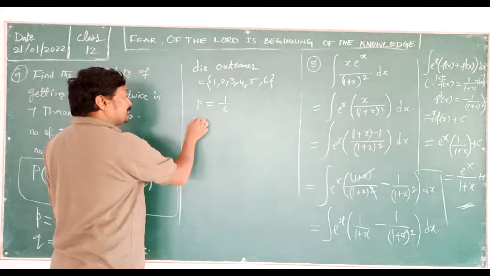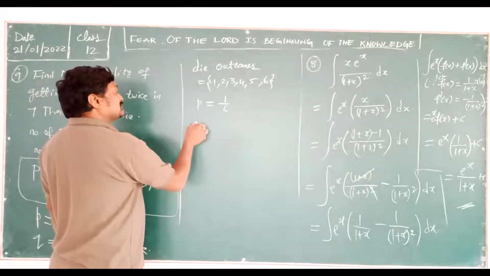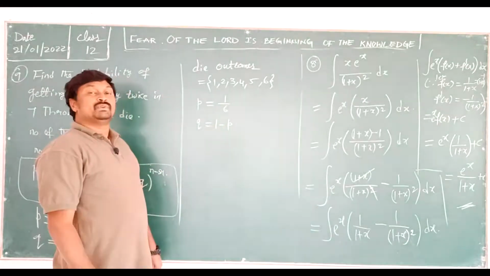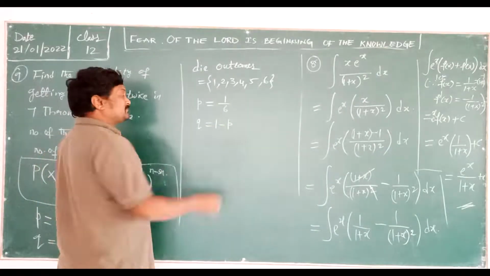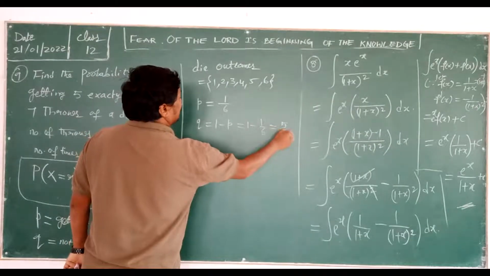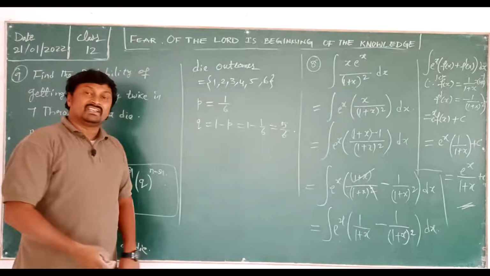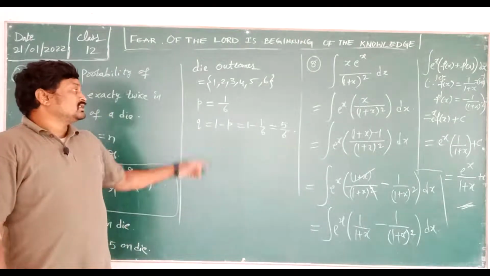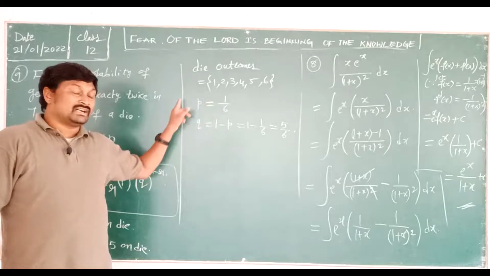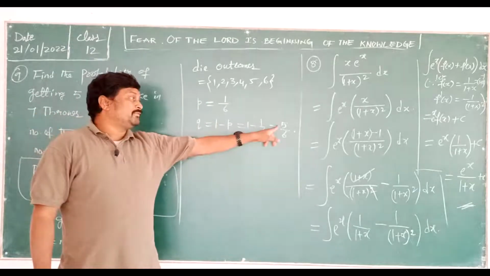So the probability of not getting a 5 on the die: q is equal to 1 minus p. So 1 minus 1 upon 6 is nothing but 5 upon 6. Till this, has everyone understood? The probability of getting 5 is 1 upon 6, and the probability of not getting 5 is 5 upon 6.